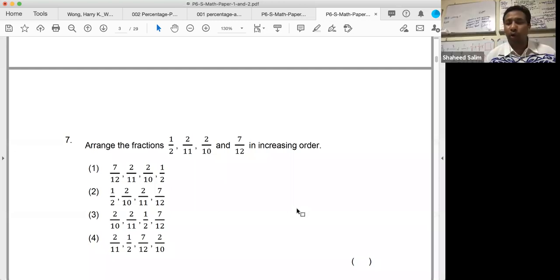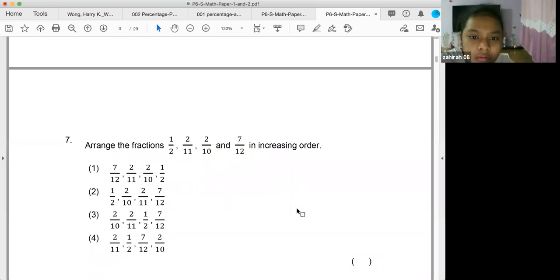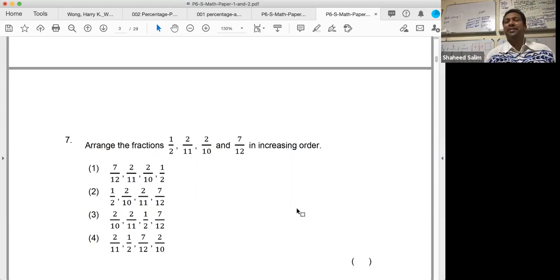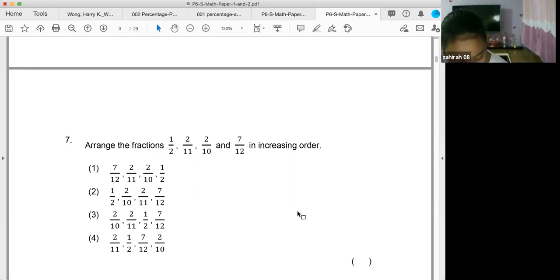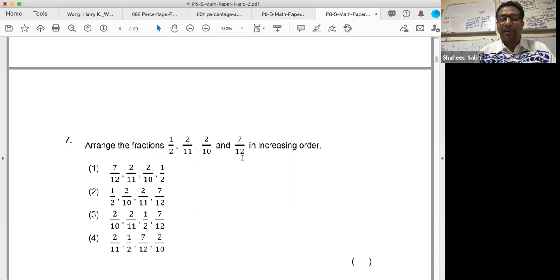Maybe the answer is all wrong. Is the answer all wrong? I think the answer is all wrong. Okay, let us see. My answer is 7 over 12 followed by 1 over 2. No, that is the wrong way around. Increasing is from small to big. Yours is big to small.